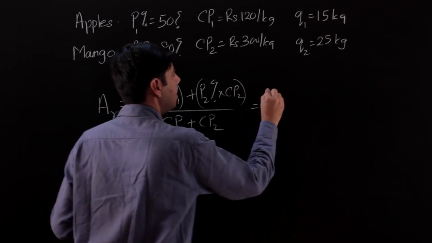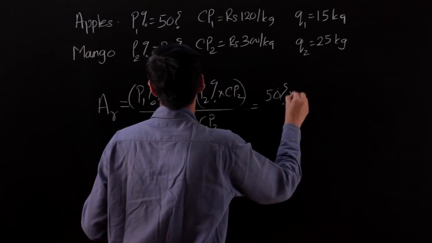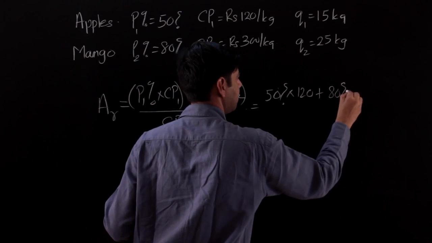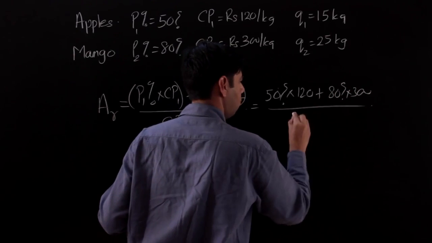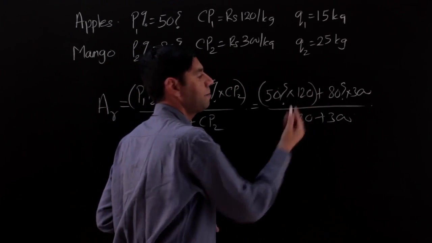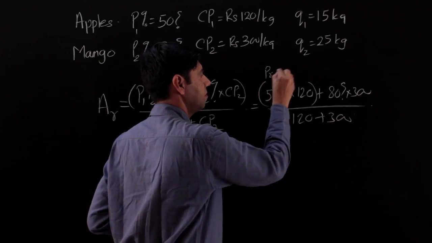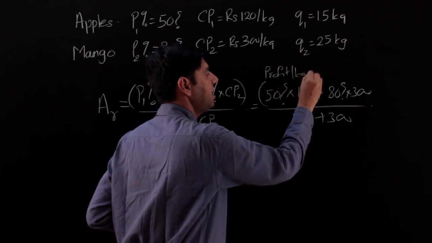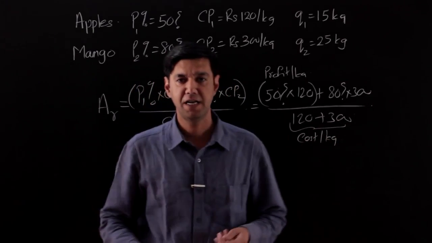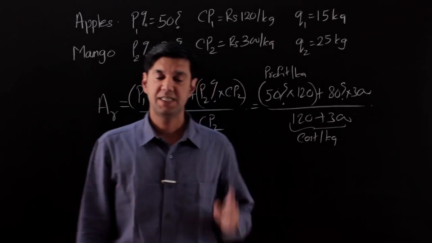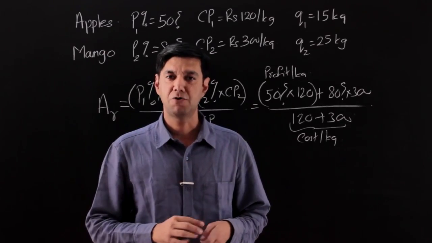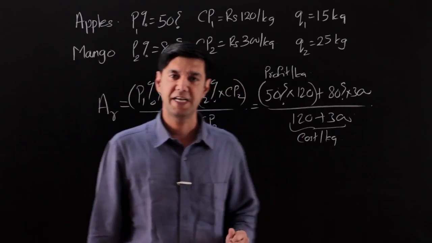If I do it this way, the problem with this is, let me just write it down first, 120 plus 80% of 300 over 120 plus 300. The problem here is this is a profit per kg, right? And this also is the cost per kg. So what inadvertently we have done here is we have found the average profit percentage if equal kgs of apples and mangoes are sold. Primarily 1 kg of apple and 1 kg of mango is sold.